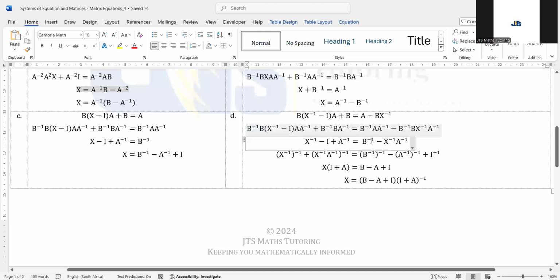This is going to give me an identity. This one is going to give me an identity matrix. Okay, beautiful. So I still have the inverse of X multiplied by the inverse of A right here. The next thing I did was to collect all like terms.